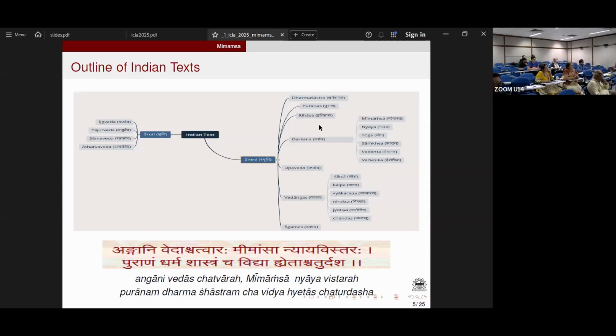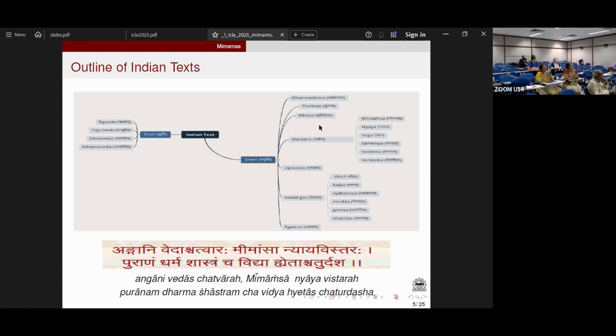So it basically says that you have the 4 Vedas, that is the Rig Veda, Yajurveda, Samaveda, and Atharva Veda, which most of us would be familiar with. And then there are 6 Angas, or subsidiaries, in order to interpret these Vedas. So the 6 Angas are basically Shiksha, Kalpa, Vyakarana, Nirukta, Jyotisha, and Chandas.